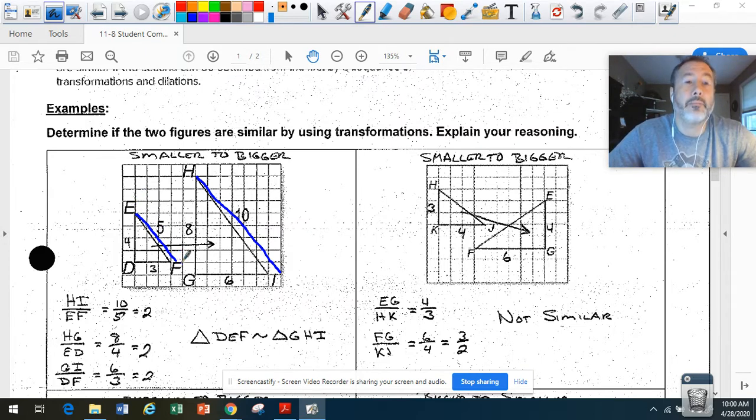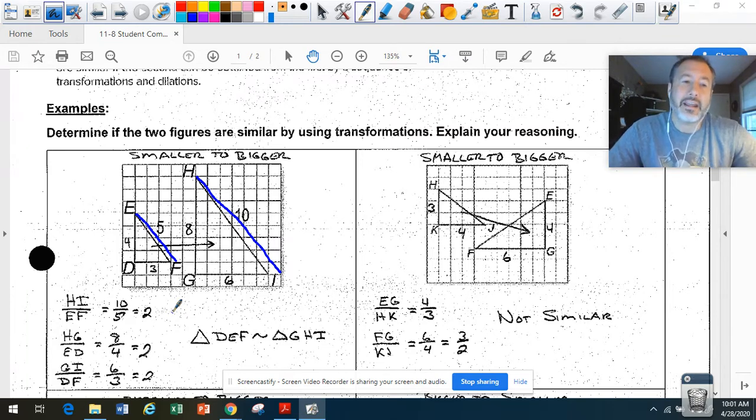Now remember, it's getting bigger. Since we're getting bigger, the larger number has to be on top, and I'll show you why in a second. So HI is 10, and EF is 5. 10 over 5 is 2. So we're increasing it by a scale factor of 2.